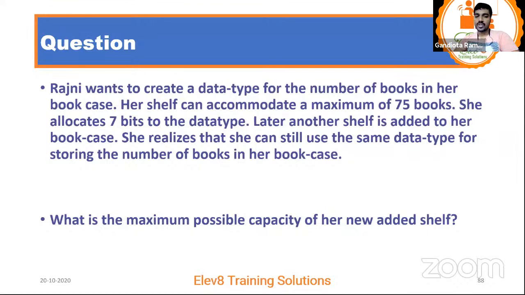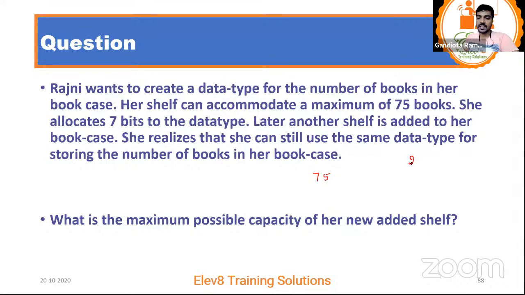See, Rajni wants to create a data type for the number of books in her bookcase. So her shelf can accommodate maximum of 75 books ma. 75 books మాత్రమే accommodate చేస్తుందంట shelf, right? So she allocated 7 bits to data type. So 7 bits allocate చేసినప్పుడు, how many books is she going to store ma? 75 books store చేసిందంట కదా 7 bits అయినప్పుడు.